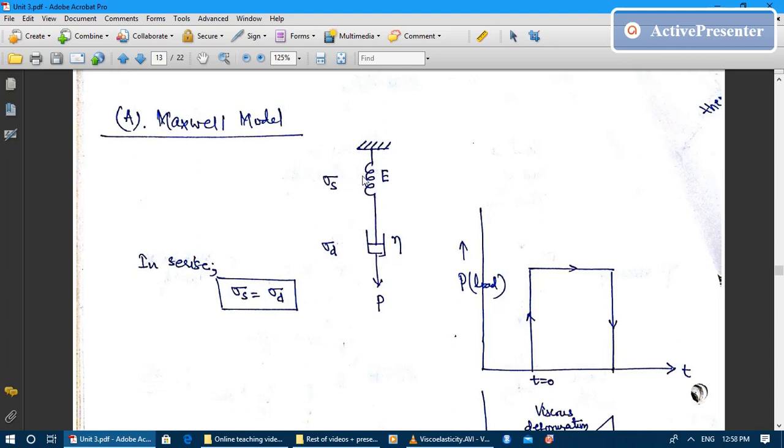Okay, so you must understand that the increment in the bond length is defined by the elastic element, and the deformation of the secondary bonds is defined by the dashpot. Now let's say that the modulus or the spring constant is capital E and the viscosity of the dashpot is eta, and we are applying a load P.